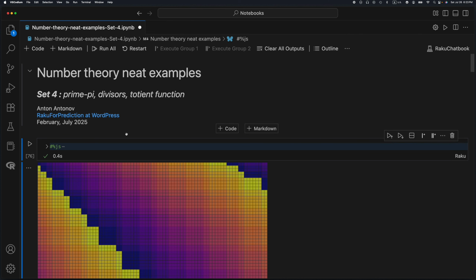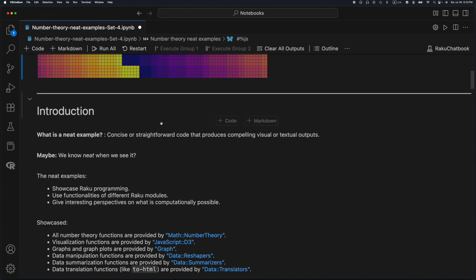I started this presentation in February, like 4 or 5 months ago. It is about Prime-phi, divisors, and torsion function. Somebody might say maybe these are the functions we should first talk about, not in set 4, but maybe in set 1. Well, anyway, what are neat examples?